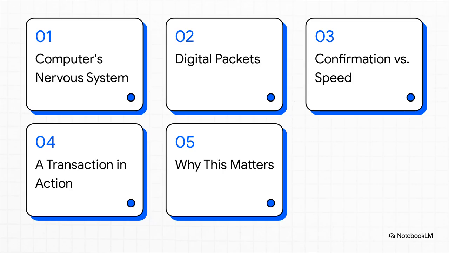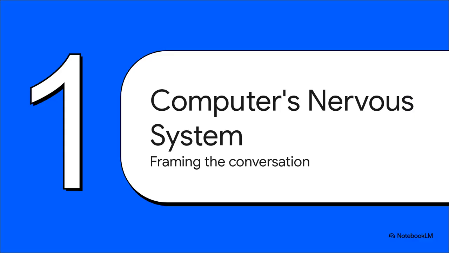So here's how we're going to break it all down. First, we'll start with a really simple way to think about it. Then we'll look at the language these components are speaking. After that, we'll dive into a crucial trade-off between getting things done fast versus getting them done right. We'll see it all play out in a real example. And finally, we'll talk about why this whole system is so important. Let's do it. All right, Section 1, the computer's nervous system.